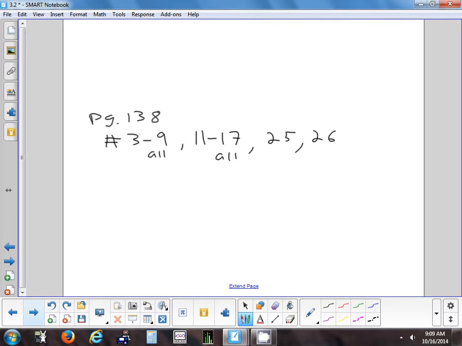For tonight, on page 138, I'd like you to try 3 through 9 all, 11 to 17 all, and 25 and 26. And for the MCAS, do open response number 1. We'll take a look at that tomorrow before the test.